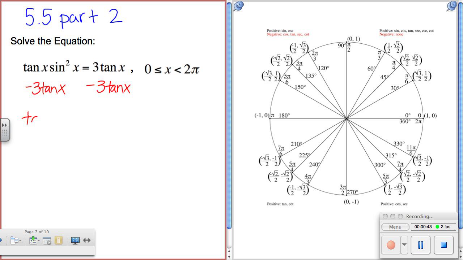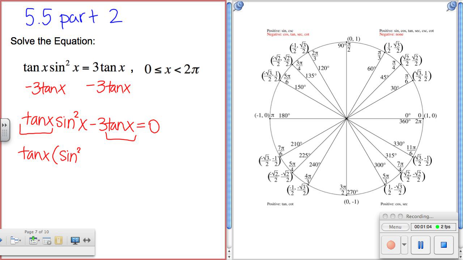When I do that on the left, I'm going to have tan x times sine squared x minus 3 tan x equals 0. I see a common factor here of tan x in both pieces, so I'm going to pull that out in front. When I do that inside, I'm left with sine squared x minus 3. And now I have two things being multiplied equal to 0, so I can split them up using the 0 product property.